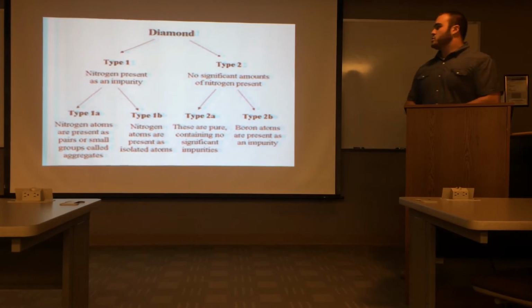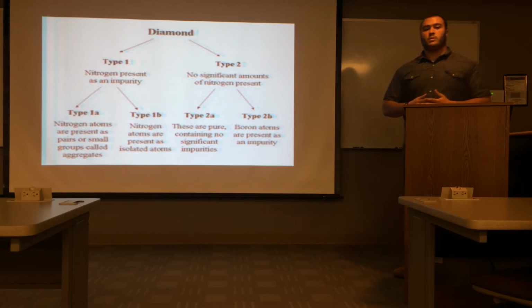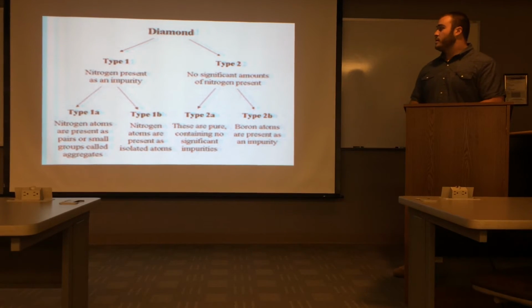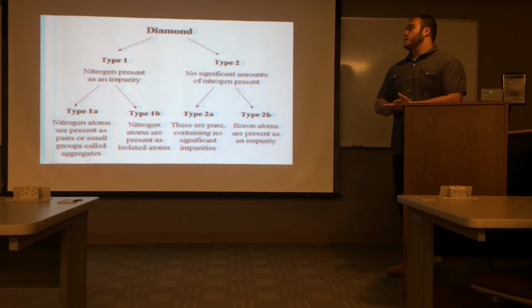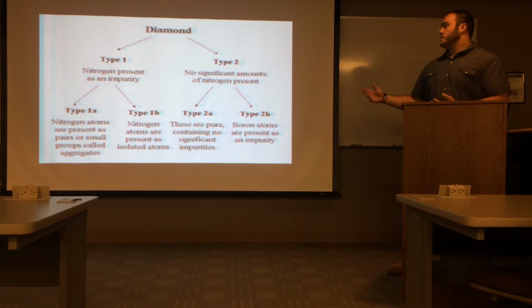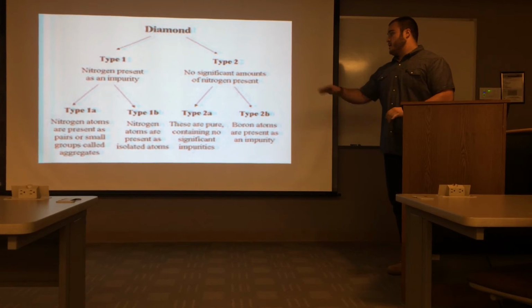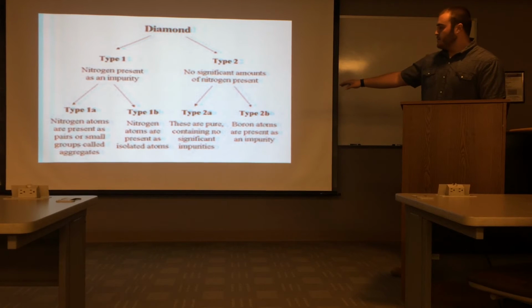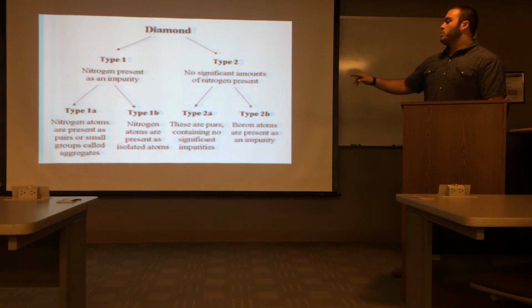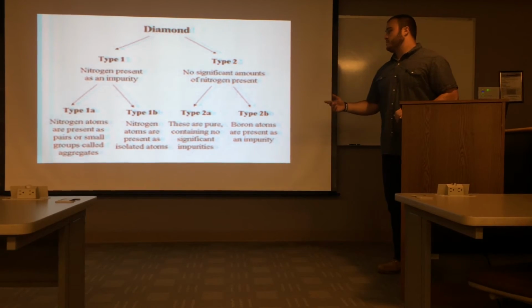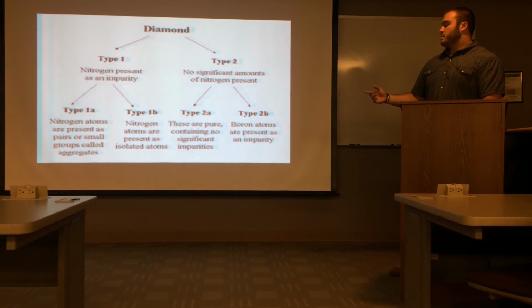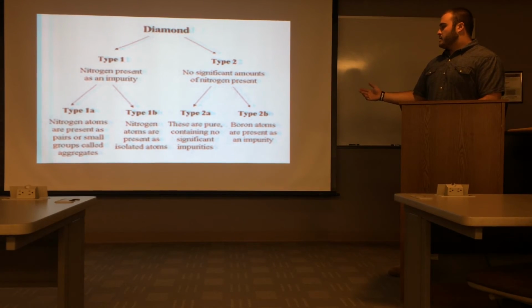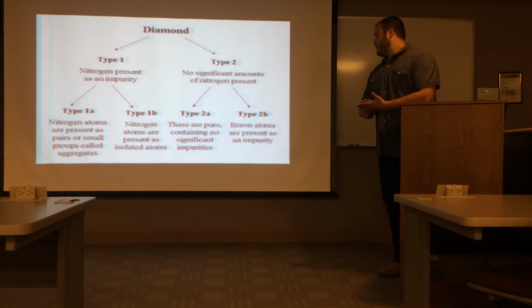Here's just a little chart that goes into depth on how each type of diamond is formed. Type 1 has nitrogen present, and type 2 has no significant amount of nitrogen present. And as you can see, type 1A and type 1B have nitrogen atoms that are present, and type 2A and type 2B have boron atoms that are present.